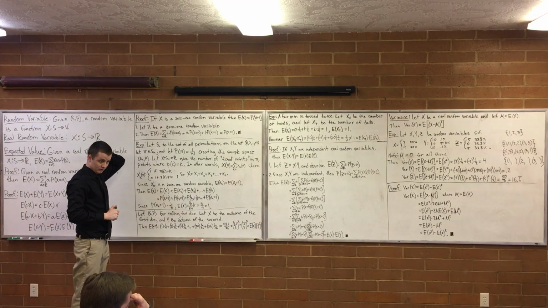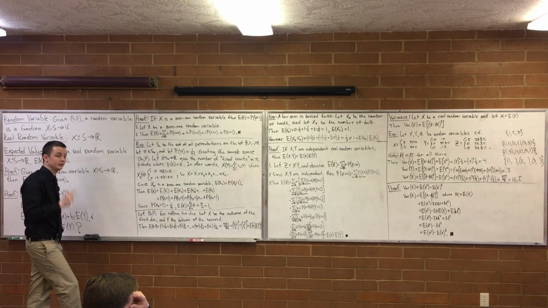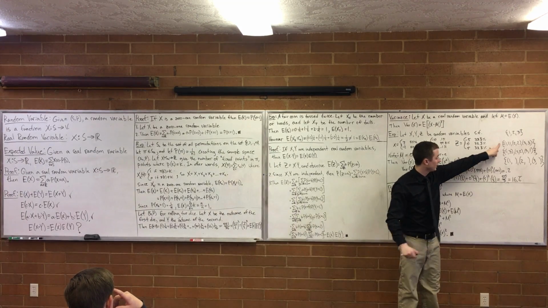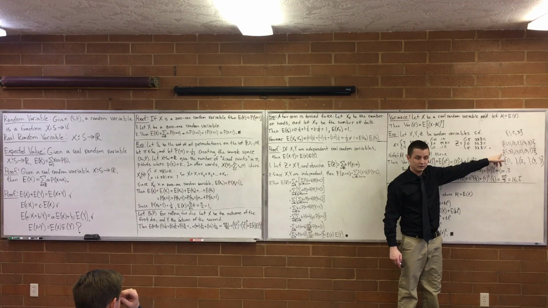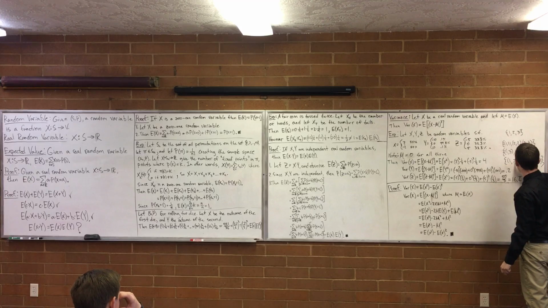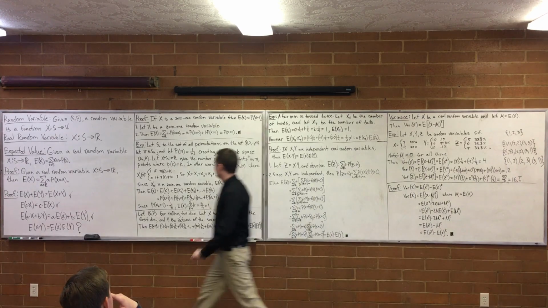Okay, so x is the random variable that gives the number of fixed points in pi. It tells us the number of fixed points in a particular permutation. So if we were to feed this permutation into x, it would spit out 3. If we were to feed this one in, it would spit out 1. If we were to feed this one in, it would spit out 0. Good? Okay, so that's what we're looking for.